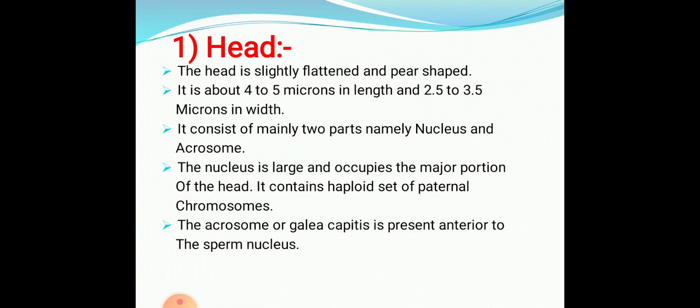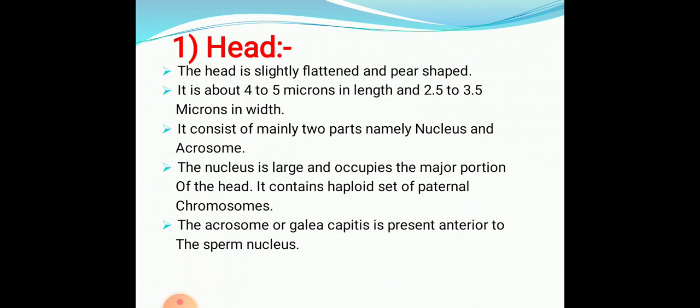So the first one is the head. The head is slightly flattened, as we saw in the diagram, and pear shaped, a slightly flat structure. It is about 4 to 5 microns in length and 2.5 to 3.5 microns in width. The length and the width, how much they are, you have to remember. It consists mainly of two parts. In the head region we can see two parts: one is the nucleus and another one is the acrosome. Already I have shown this in the diagram.